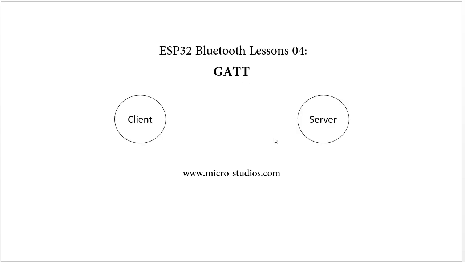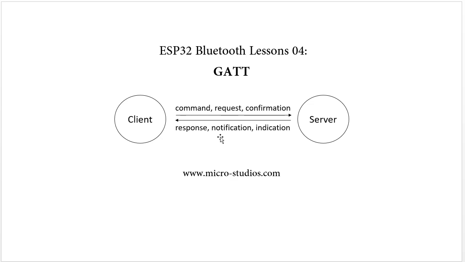In the GATT, it divides the Bluetooth devices into two roles. One is the client, another one is the server. The client will send commands, send requests, and send confirmations to the server. The server will return responses, notifications, and indications. By these three ways it sends the data to the client. So the data will be saved in the server.